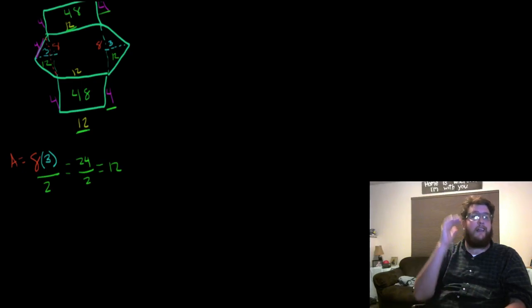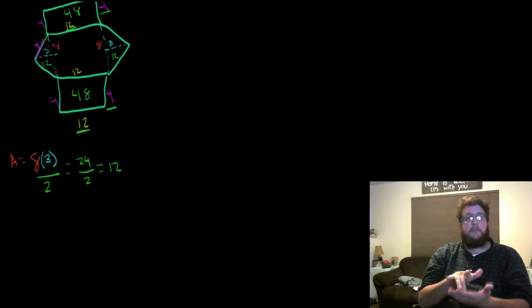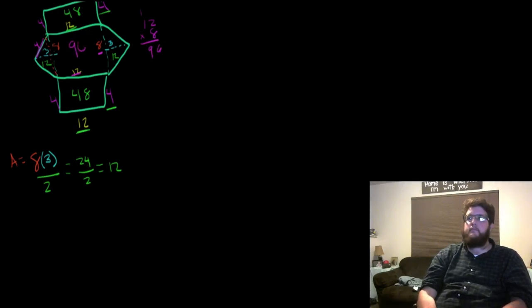Now this inner one's going to be a little bit different. We're going to need to take 12 and multiply it by the width, which is 8. And 12 times 8, well, 8 times 2 is 16. 8 times 1 is 8, plus 1 more is 9. So I know that the area here is 96.